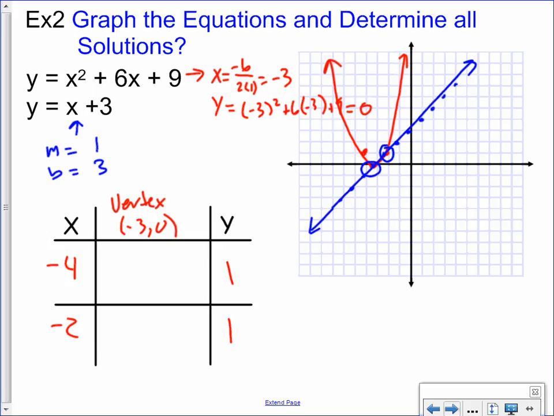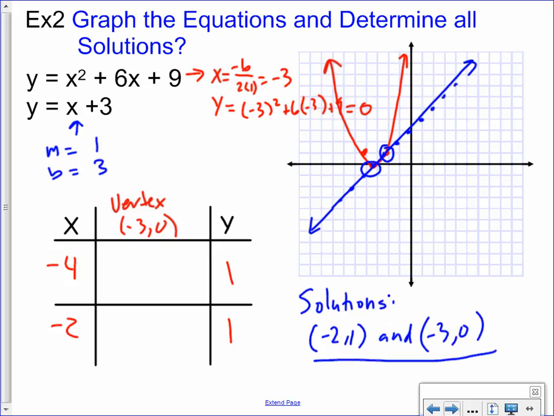So what are the solutions? Not a double root. Oh wait, oh my bad. -2, 1, and -3, 0. Sir, you are right. There it is. See, you don't need a calculator. Yeah, the calculator will do it for you. It has that trace button.